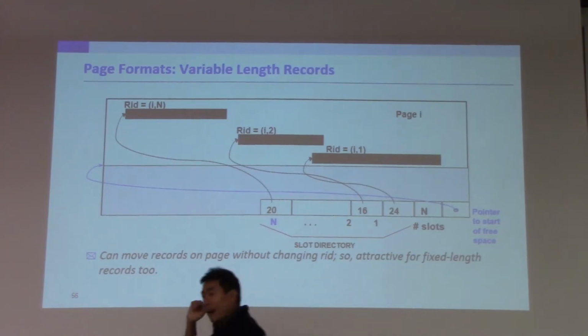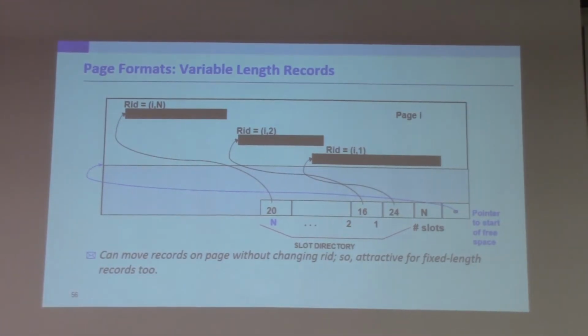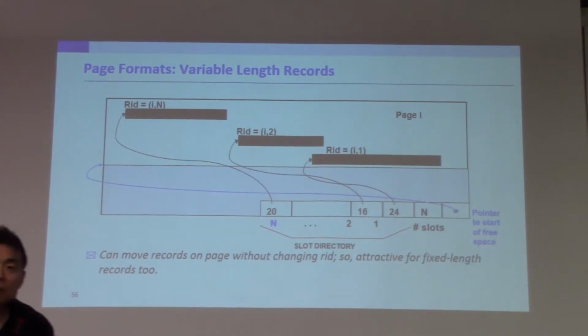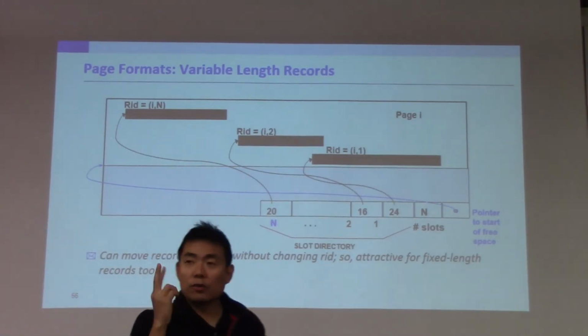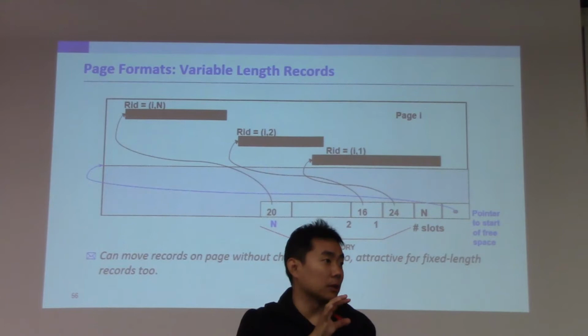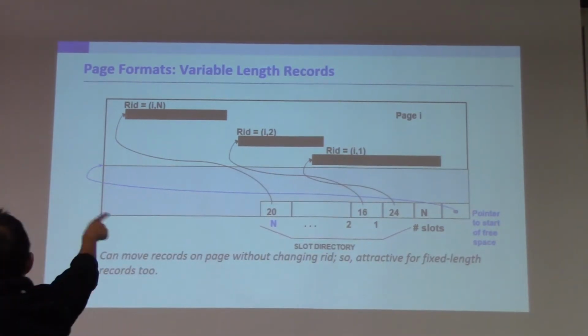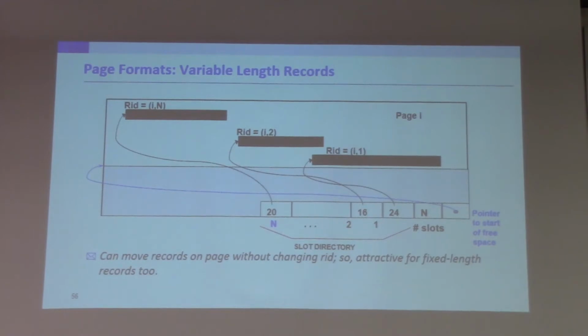Okay. The other thing you want as a takeaway message from this picture is that the ordering of those slot entries in the slot directory does not correspond to the ordering of the records in the record space.